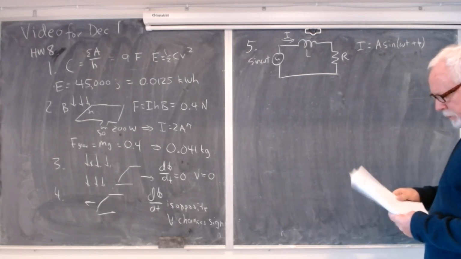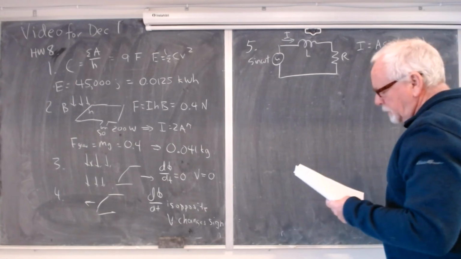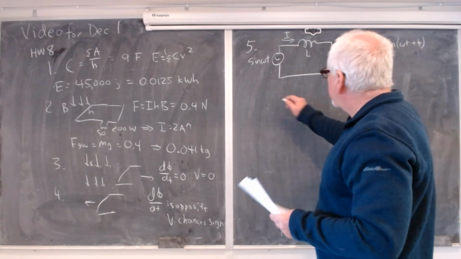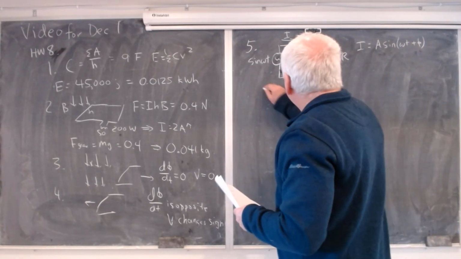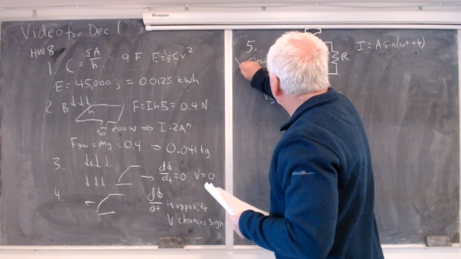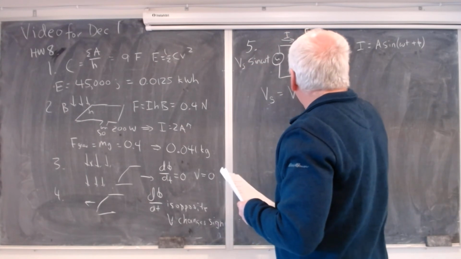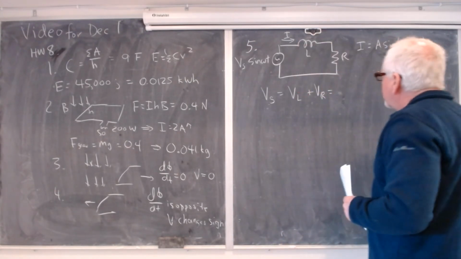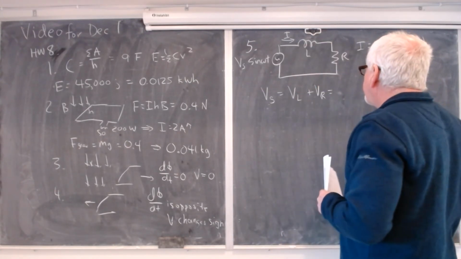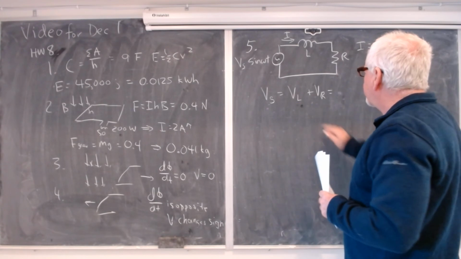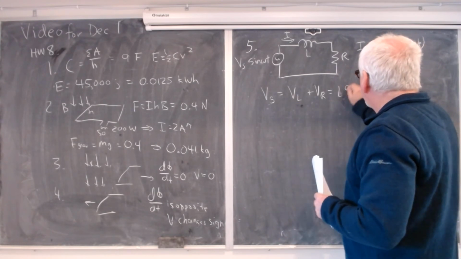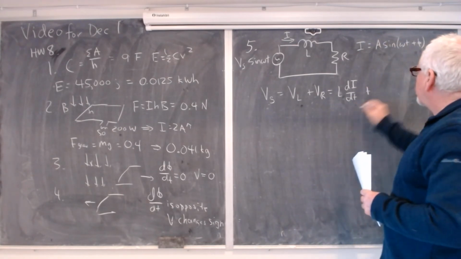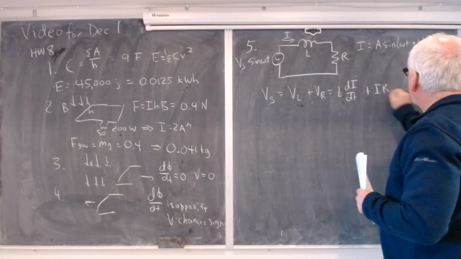And I had instructed you to, I know a lot of people did it with impedances. I'm not going to go over that. But let's just walk through it. So V, this is the source. That's equal to V across the inductor plus V across the resistor, just like in the example in the notes. And we already know the voltage across the inductor is L di dt. And the voltage across a resistor is, of course, just IR.